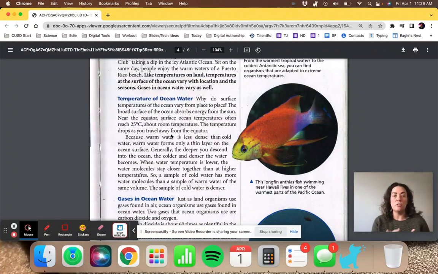When the water temperature is lower, the water molecules stay closer together than at higher temperatures. So if you take a sample of cold water, it's going to be a greater density than warm water. And we've talked about that with air. We said if you heat air, air will expand and become less dense, and if you chill air, it will become colder and more dense.